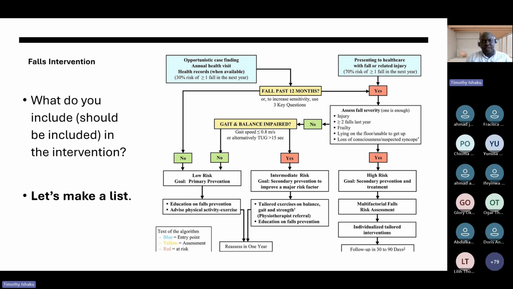But before we go on making a list, there was a comment on the chat box from Abdul Rahman. I absolutely agree with you. You said the challenge with the Berg Balance Scale is timing. Before I give you my answer and how I applied it, I will put it back to the audience. For those that use it, what do you think? Let's say we have a challenge of timing or not.